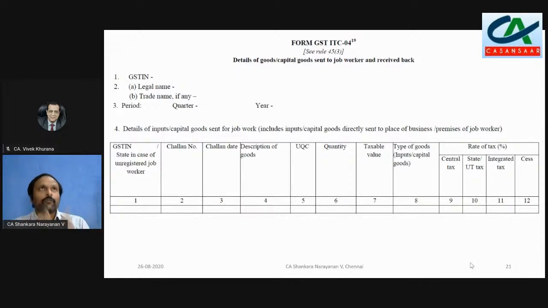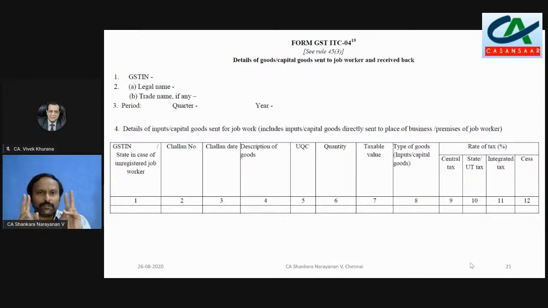We have come to the last part of our discussion. So ITC 04 is the statement on a quarterly basis, to be filed before the 25th of the following month from the end of the quarter. Let's say for the quarter ending 30th of June 2019, it should have been filed by 25th of July 2019, 25 days from the end of the quarter. Within the time they should have been filed.